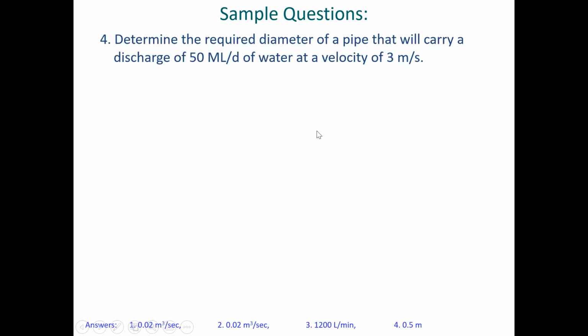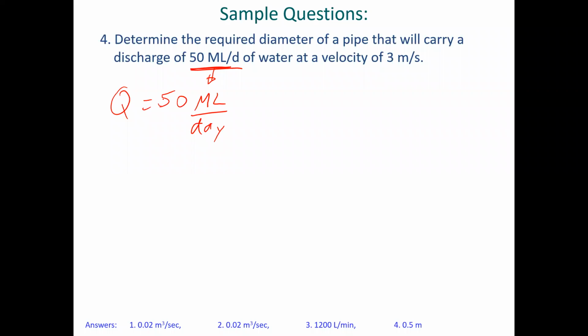So one more, this one is asking us for the opposite, asking us for the size of the pipe. So we don't know the area yet. And we have, unfortunately, our units are megaliters per day. So that's kind of the first thing that we have to deal with, is convert those megaliters per day. So that's my Q. So Q equals 50 megaliters per day. That's big M in day. So I'm going to convert that to cubic meters per second.